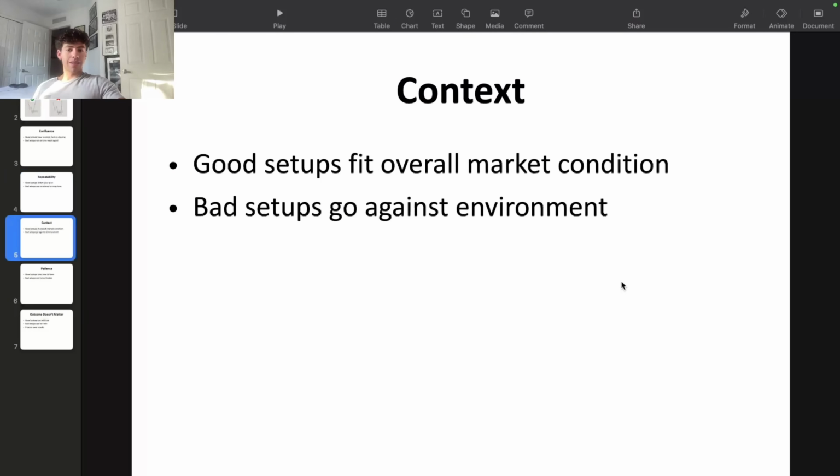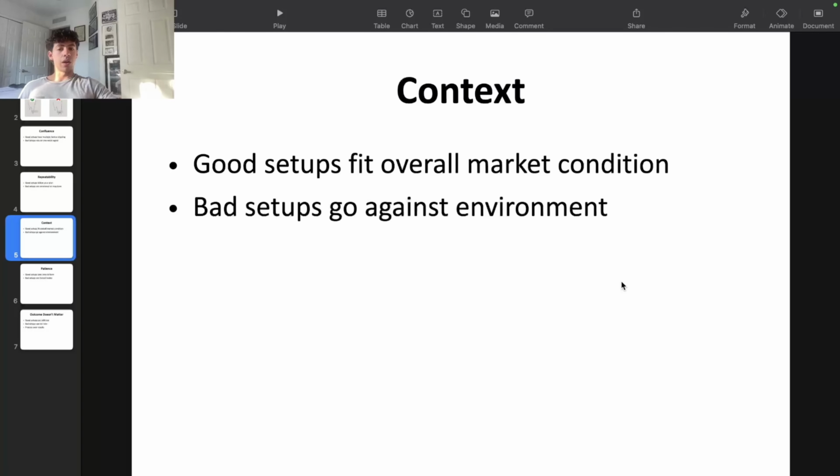Next, context. Good setups fit the overall market condition. Bad setups go against your overall environment. What does that mean? It's like the quote itself: trend is your friend. So, let's say you're creating higher highs, higher lows, higher highs, higher lows within the higher time frame. I'm not talking about 5 minute. I'm talking about within the hourly, 4 hour, whatever. You are respecting bullish trend. So let's say you're respecting bullish trend on every aspect. Would you more likely be wanting to take a long or a short?